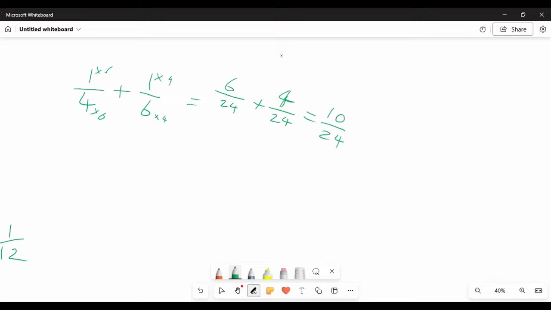All right, we'll go to another one. If you have 1 over 4 and 1 over 6, now can you tell me, Lamai, what is the actual LCM of 4 and 6?